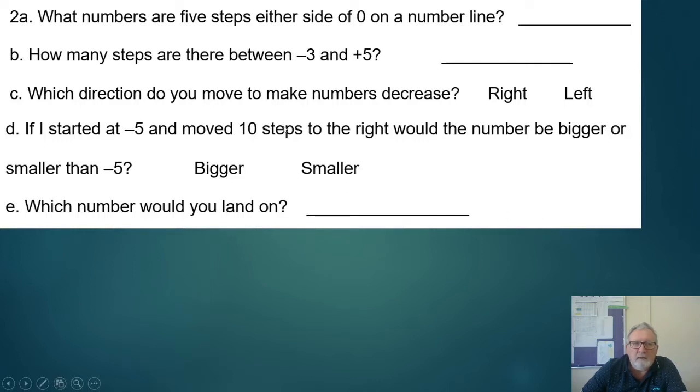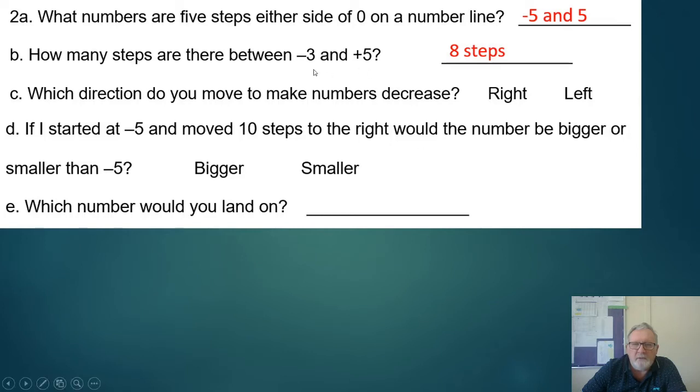Right, so what are the numbers 5 steps either side of 0 on a number line? So what's 5 to the left and what's 5 to the right? So hopefully you said 5 to the left was -5 and 5 to the right is +5. Question B, how many steps are there between -5 and +5?